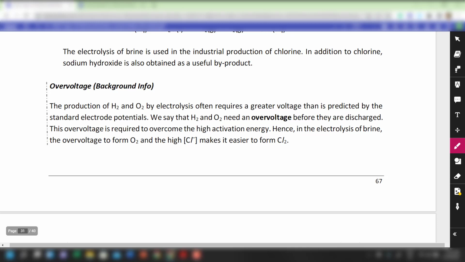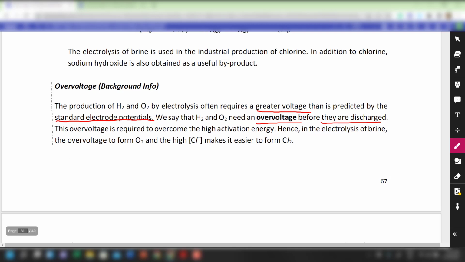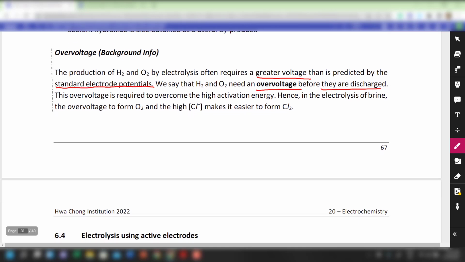Basically, if we want to produce oxygen and hydrogen via electrolysis, it usually requires a greater voltage than is predicted by the standard electrode potential. So we say that H2 and O2 need an overvoltage before they are discharged. This is usually needed because of the high activation barrier. But sometimes because of this, we might end up producing undesirable products, and sometimes in the question we might ask you why some of the undesirable products are being formed.